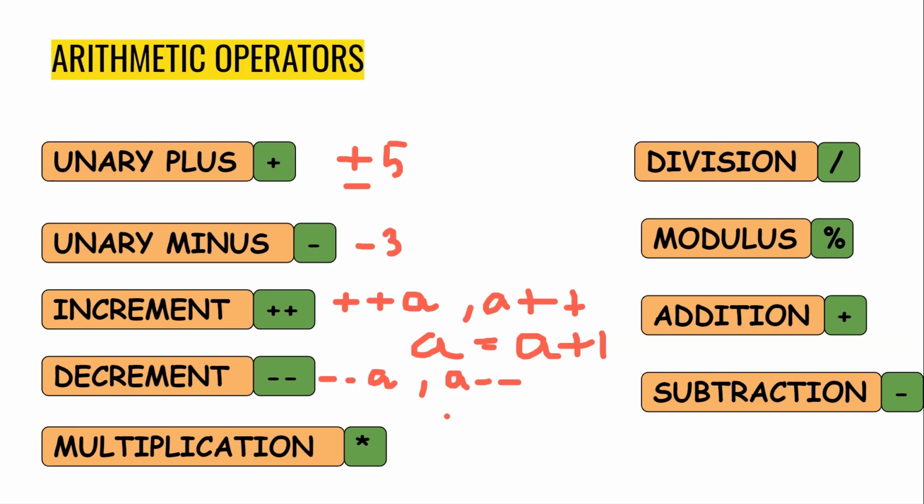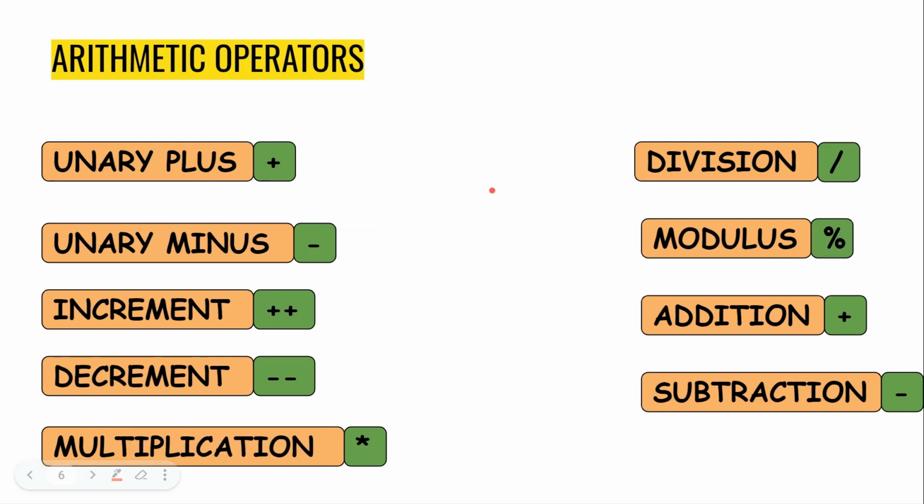Next, we have the multiplication operator. The multiplication operator is used to find the product of two operands. For example, 2 into 3, the operator applies on the operands to give the product as 6. Then we have the division operator. The division operator is used to find the quotient.